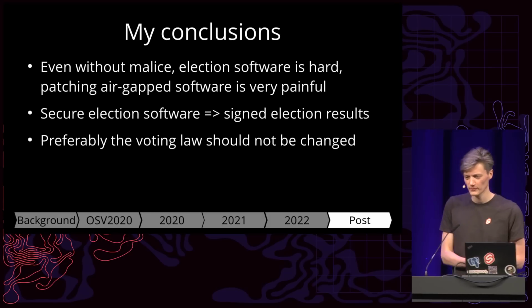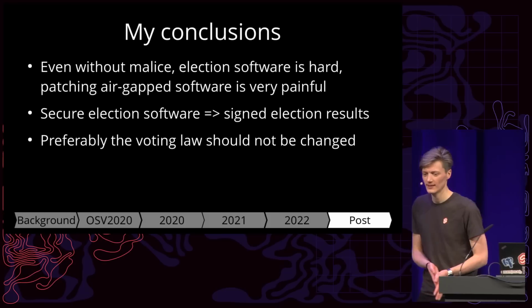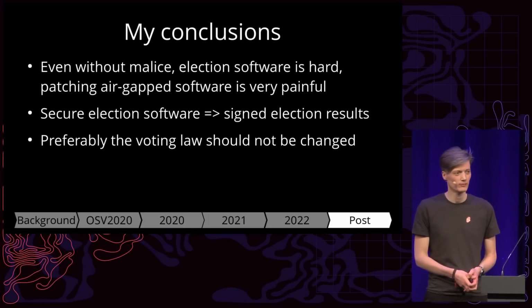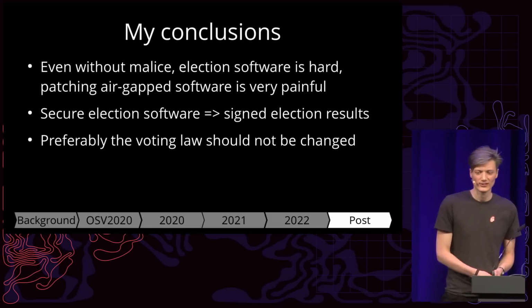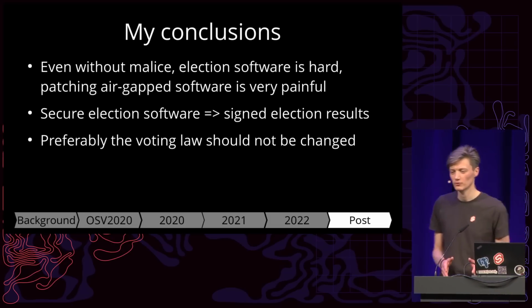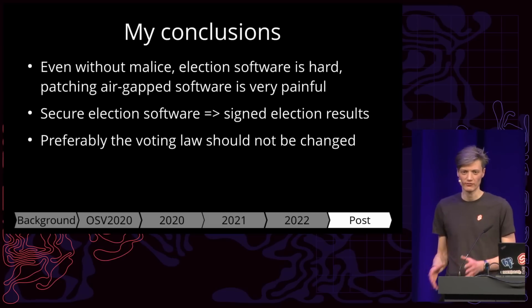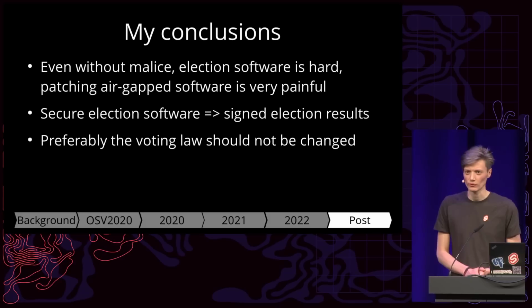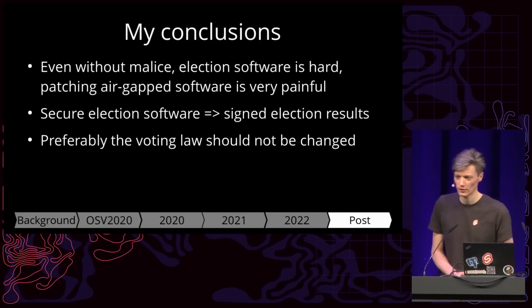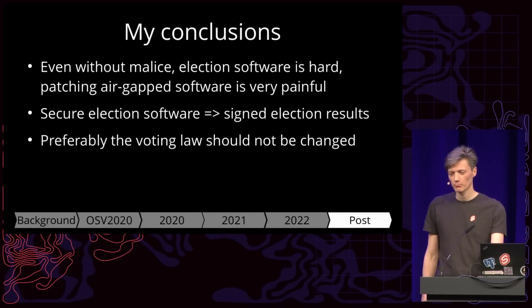So my conclusion: even without Melis, election software is pretty hard. And patching air gap software is very painful. We shouldn't really focus on secure election software, but more on the open process of the election results and have that properly signed. This is also an opinion shared by some other software people in this field. And preferably the voting law should not be changed.